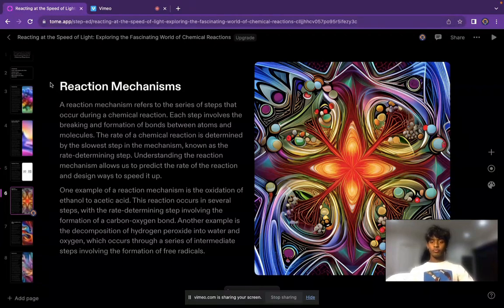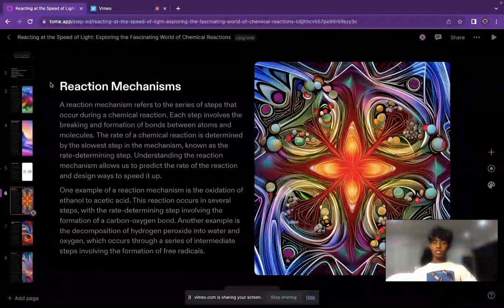One example of a reaction mechanism is the oxidation of ethanol to acetic acid. This reaction occurs in several steps, with the rate determining step involving the formation of a carbon-oxygen bond. Another example is the decomposition of hydrogen peroxide into water and oxygen, which occurs through a series of intermediate steps involving the formation of free radicals.